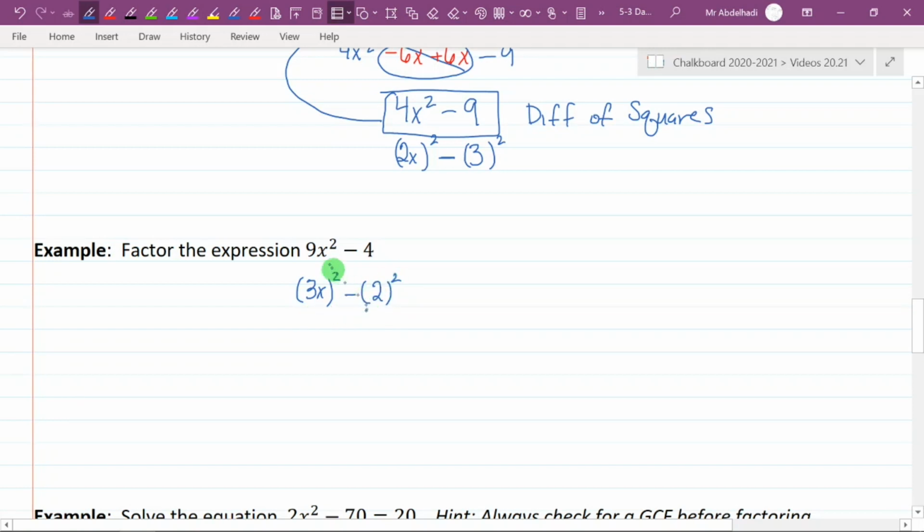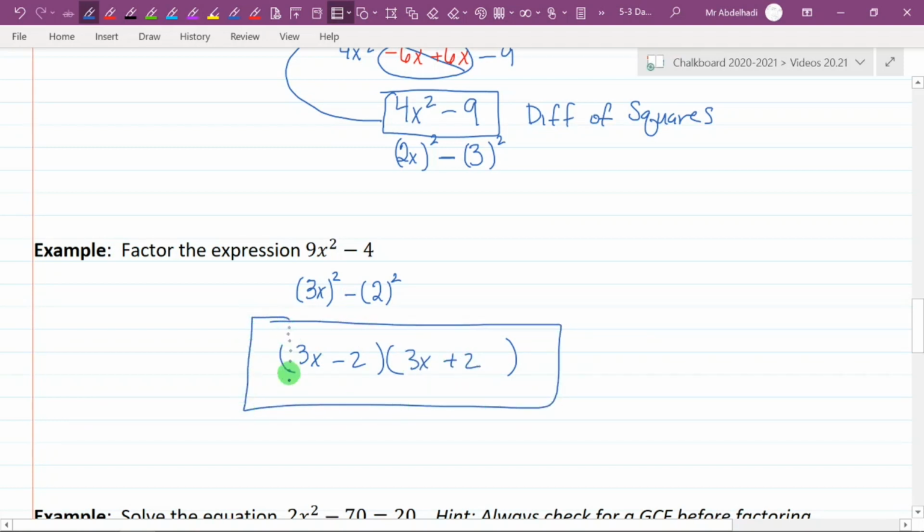Once you realize that this is something squared minus something squared, that it's a difference of squares, you can just write your answer, okay? This is going to be 3x minus 2 and 3x plus 2, and you're done. Difference of squares, very, very easy to factor.